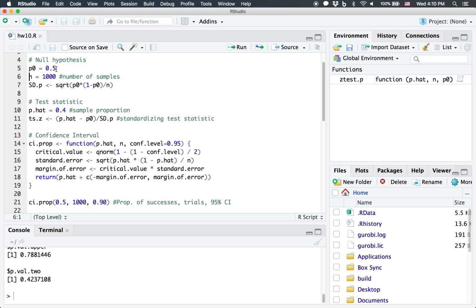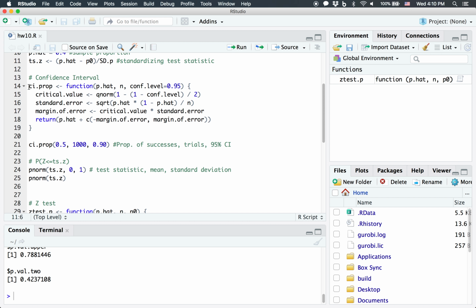And p naught is just your hypothesized belief about the population. So you have a p hat from some kind of survey or sampling, and then using p hat, p naught, and the standard deviation we found here, we are finding the test statistic. Another word for test statistic here is z-score. So we are finding the z-score, which will allow us to figure out the p-value.